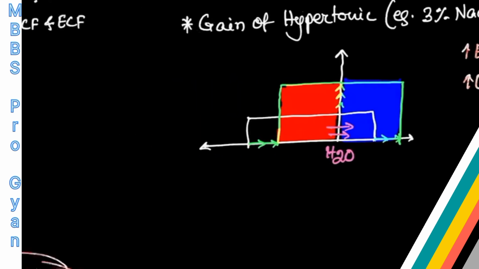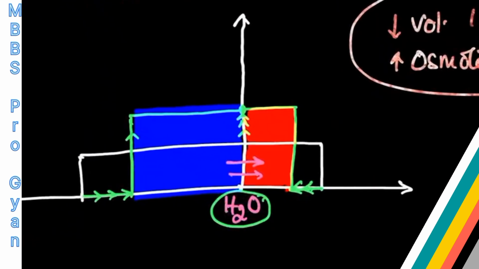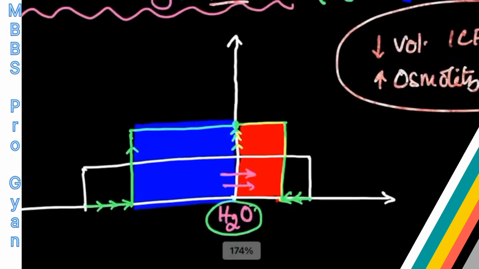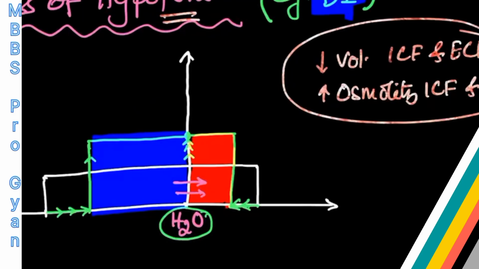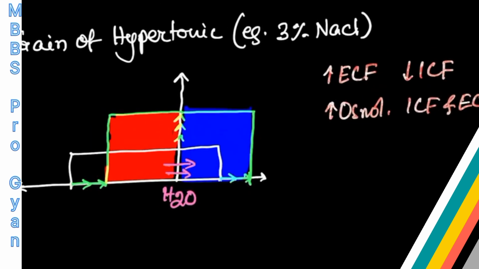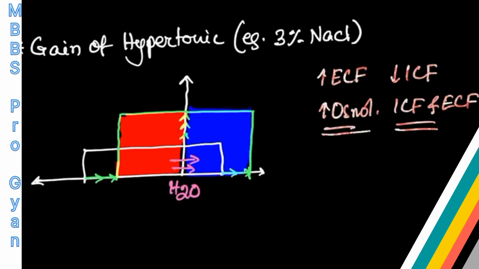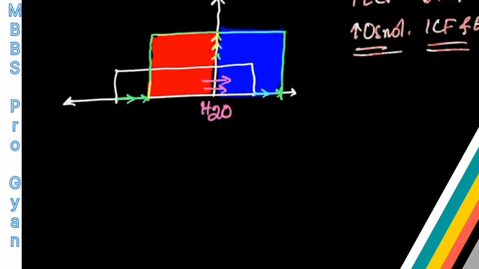Getting my point? So every graph is different. We have previously seen this kind of diagram where volume of both has increased, or volume of both has decreased, but osmolality has increased. But here I can find out that only the ECF volume is increased, but ICF volume is decreased, and osmolality of both the compartments is increased. That is the gain of hypertonic fluid, right?